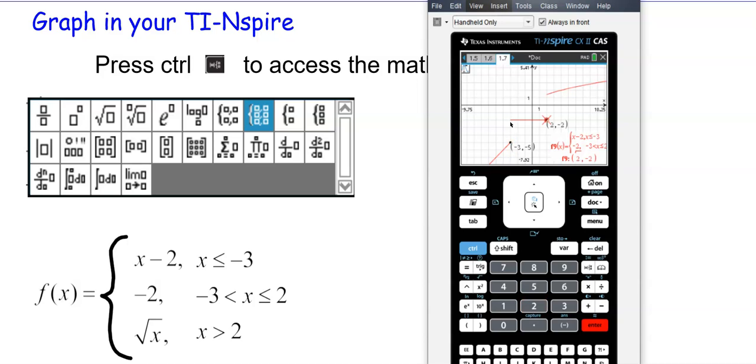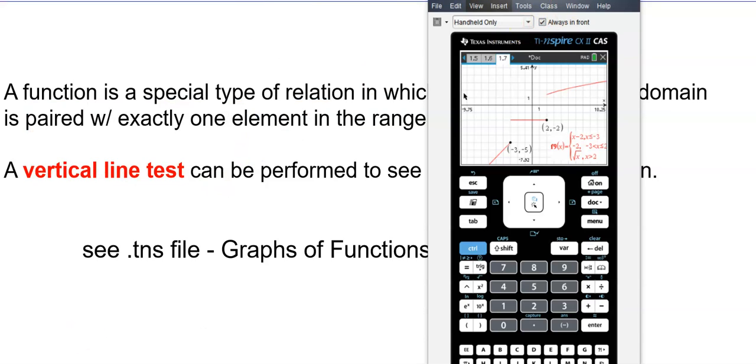You can see it's a closed circle there. Up there would be an open circle to start with when x is 2. And so it's just a nice graph of the function, showing a couple of those points. If you're having trouble, see if they're open or closed circles. So it's pretty easy to graph in the TI-Nspire, even with piecewise functions.